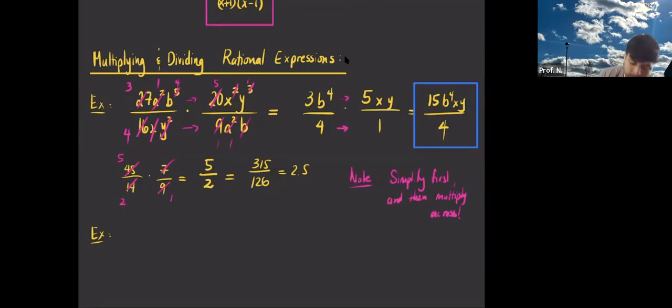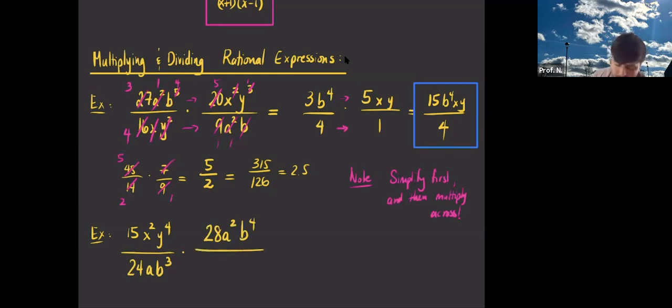So I'll give you another one of these just to drive home the point. So we get 15x squared y to the 4th over 24ab cubed. Multiply that by 28a squared b to the 4th all over 35x y to the 4th.